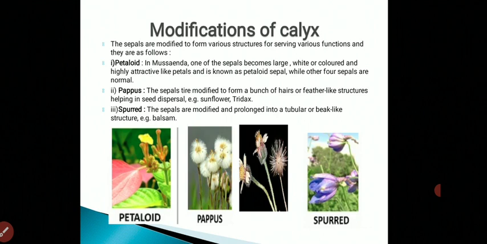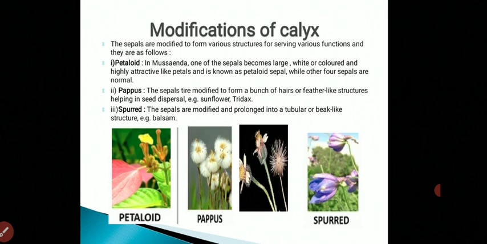Second, that is pappus type of calyx, in the family Asteraceae, where the head or capitulum type of inflorescence is present. The calyx is modified into a hairy, scaly or feathery structure known as pappus. As you can see in this diagram, there is a flower, Tridax procumbens, as well as the feathery or scaly pappus. It remains attached to the fruit and helps in dispersal of the fruit. For example, Tridax procumbens. The middle two diagrams show the pappus type of calyx.